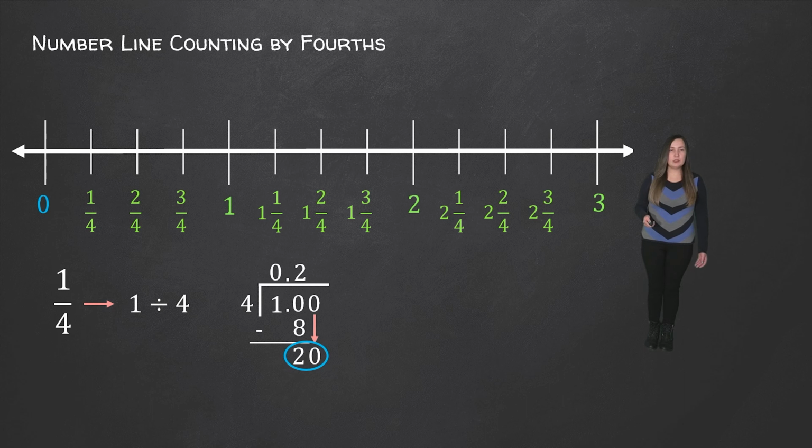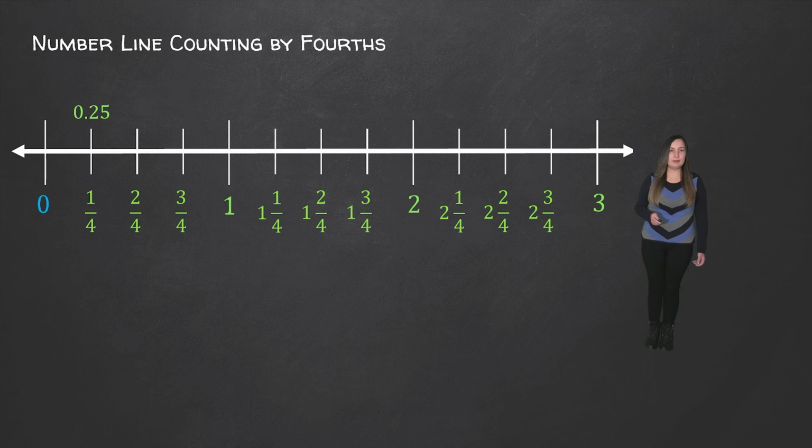Well, 4 goes into 20 5 times, and that's because 4 times 5 is equal to 20. So we're going to write the 20 below and then subtract. 20 minus 20 is 0. So we have no remainder. That means that 1/4 is equivalent to 0.25, or 25/100. So right above 1/4, we could go ahead and write 25/100.